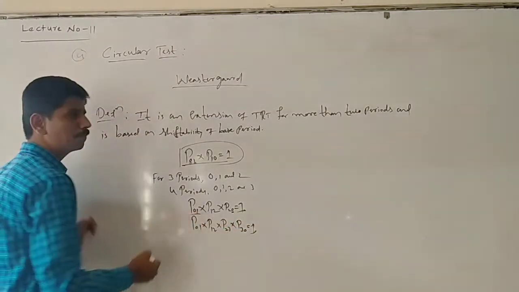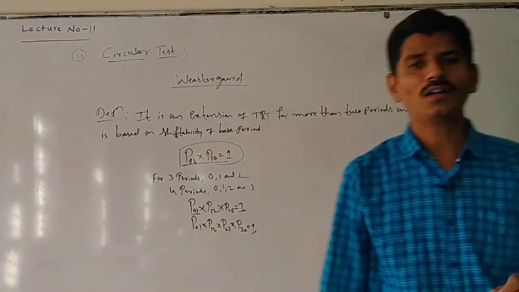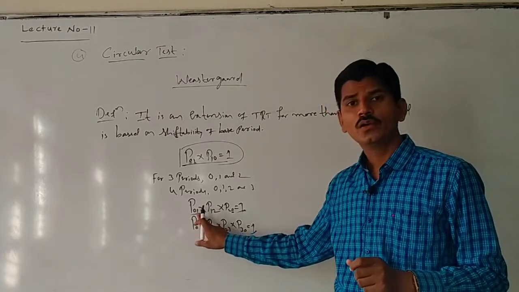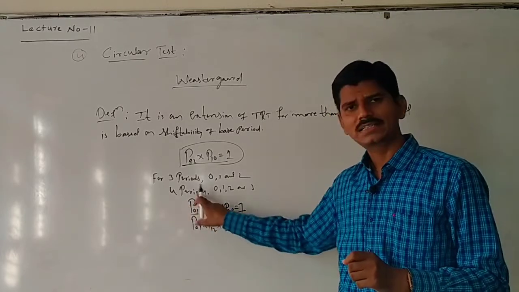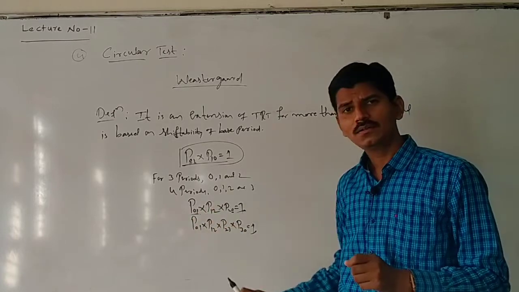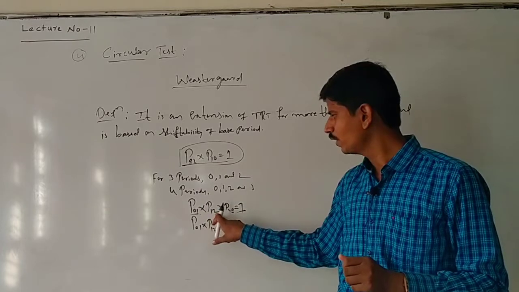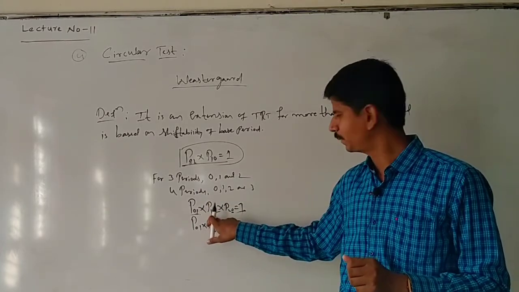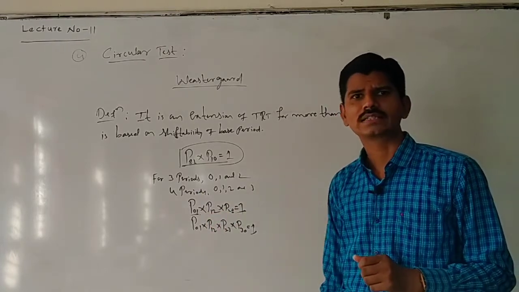Okay, here what is the P01? P01 is the price index number for current year 1 with respect to base year 0. Then what is the P12? Here P12 is the price index number for the current year 2 with respect to base period 1. Similarly, P20 is also the same.